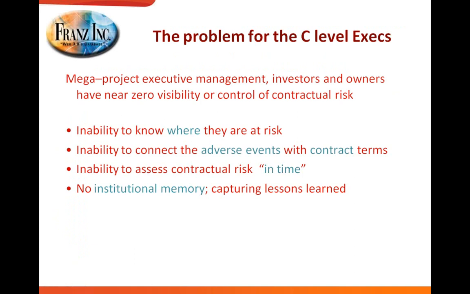If you look at the C-level executives, for example the investors and owners, their problem is they have almost zero visibility in the contractual risk. They don't know where they are at risk. If something bad happens, they don't know how it relates to terms in the contract. They can't look very far ahead in time to see where problems might pop up.